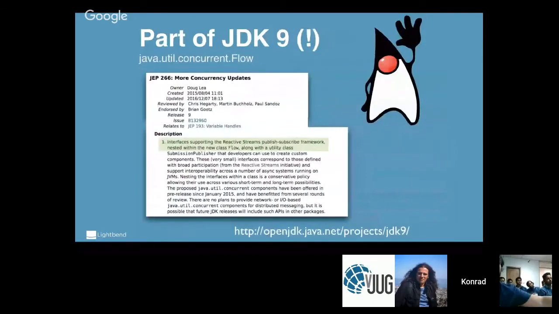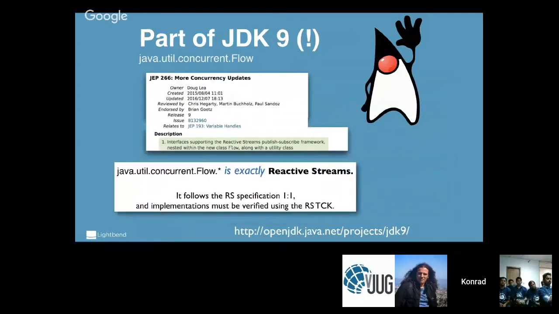And why is this a topic right now that is really hot? Because it's part of JDK9. Right now, if you get JDK9, it's the first point of the more concurrency updates JEP. So you'll hear me talk about reactive streams, but right now I think we should be transitioning to using the term Flow everywhere, because java.util.concurrent.Flow is exactly a one-to-one mapping of reactive streams. So we have a TCK. It also works and defines the exact behavior of Flow.